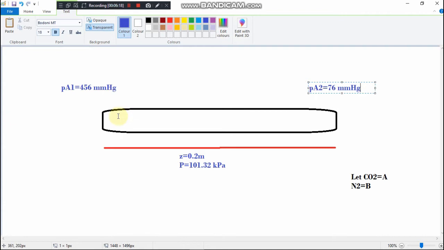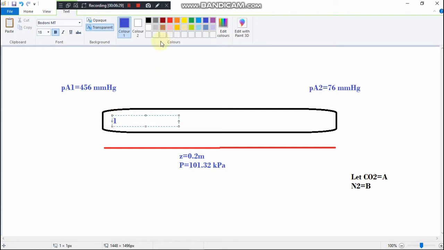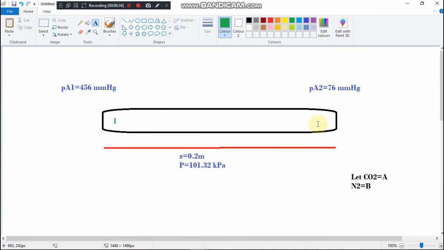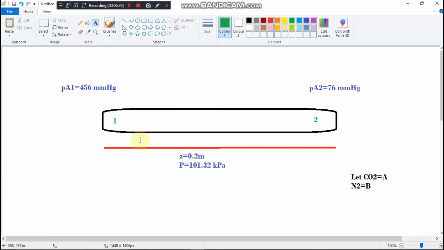Basically, we know that the diffusion will move towards the lower partial pressure. So that's why this point is point number 1 and this is point number 2. The diffusion process will happen from point 1 to point 2 because of the value of the partial pressure itself, which goes from higher to lower partial pressure. So the movement of the flux will be from point 1 to point 2 for component A.